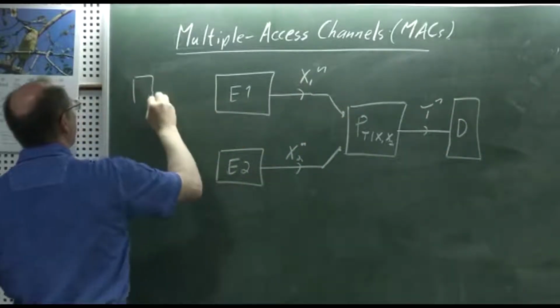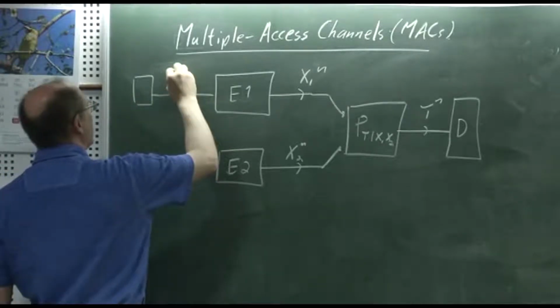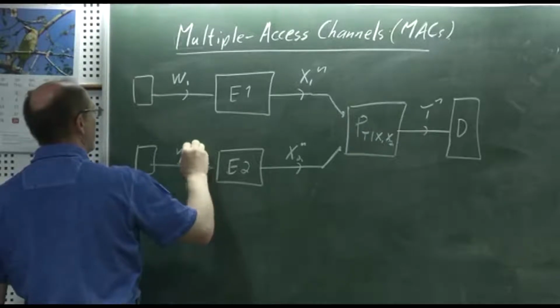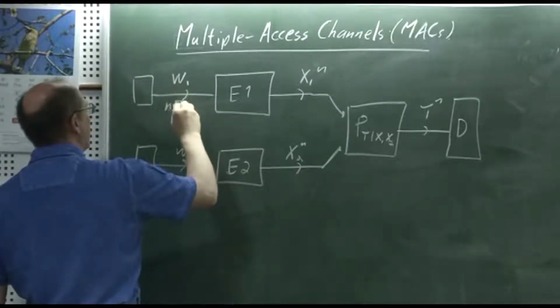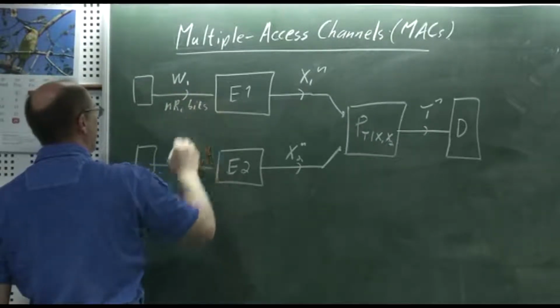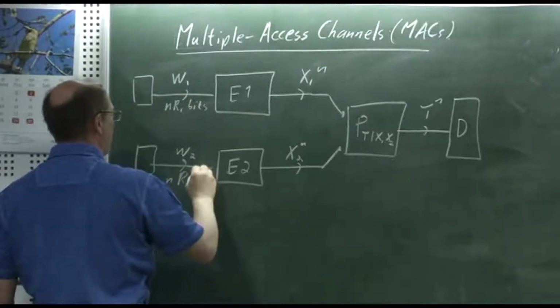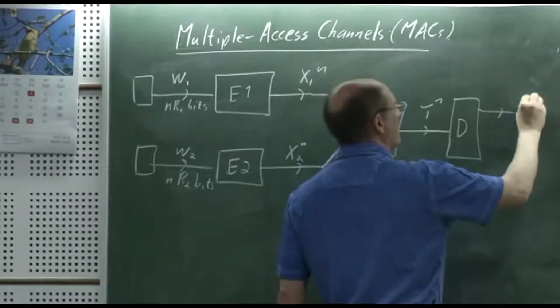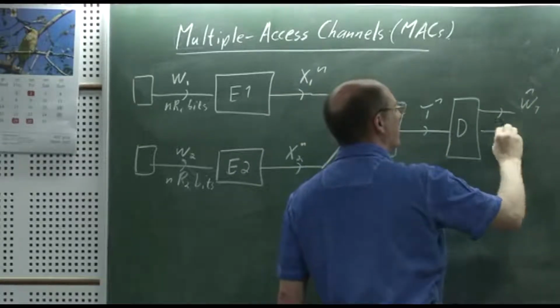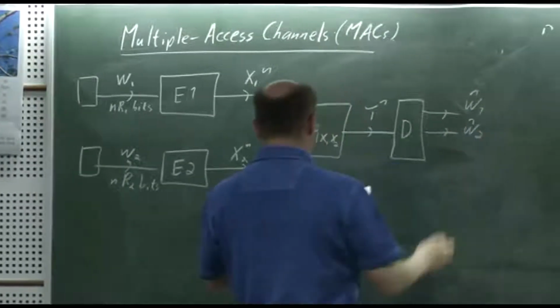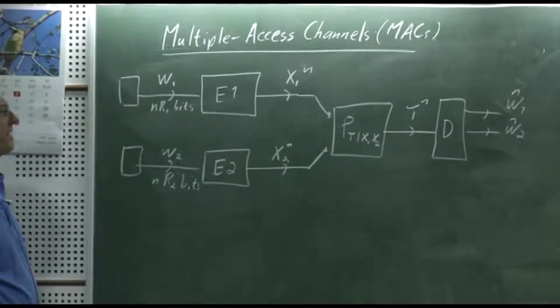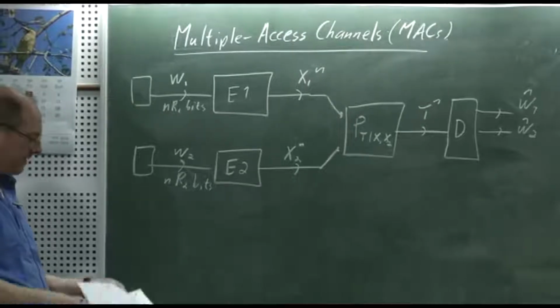Let's suppose first of all, there's two messages, W1 and W2. This one has nR1 bits. This is nR2 bits. And the decoder puts out these two estimates, right? And the problem is to find the set of rate pairs for which we can communicate reliably.